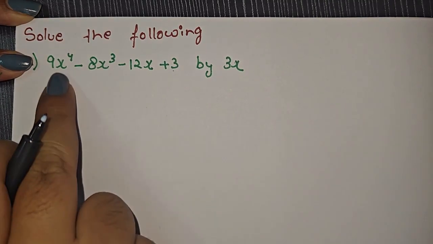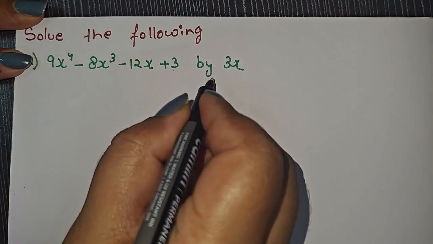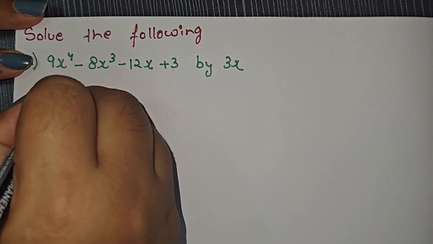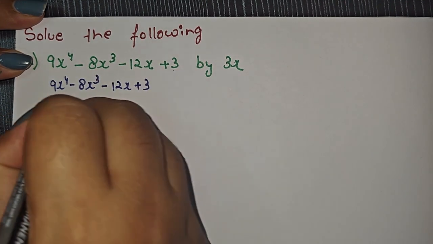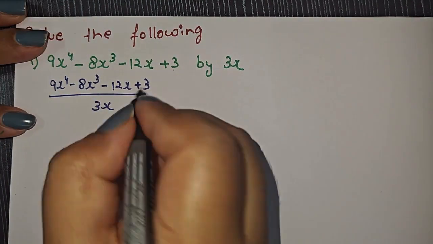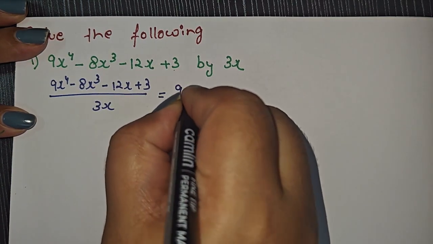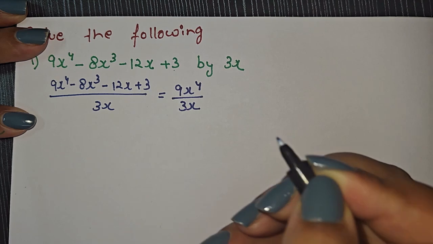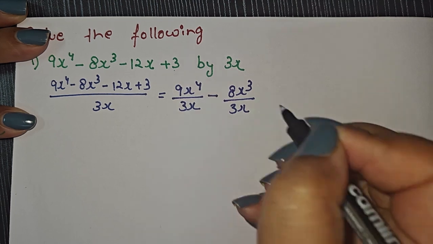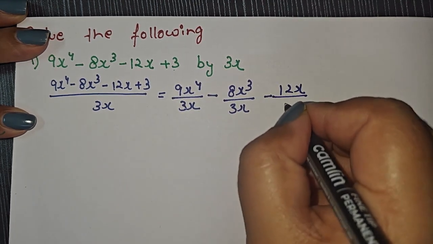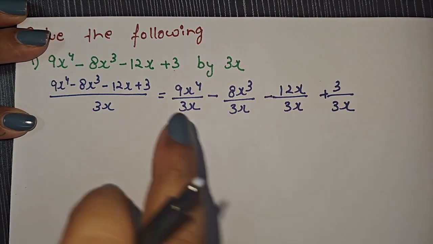Let's try it. So we have a polynomial and a monomial. Now what we will do is divide it. So we will write it as (9x^4 - 8x^3 - 12x + 3) by 3x. Now what we can do is separate each term. So it will be 9x^4 upon 3x minus 8x^3 upon 3x minus 12x upon 3x plus 3 upon 3x.